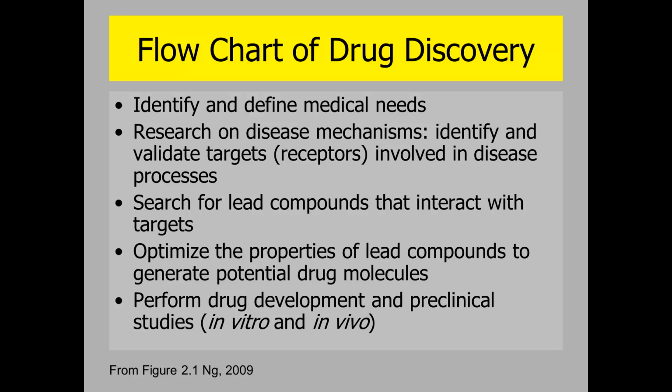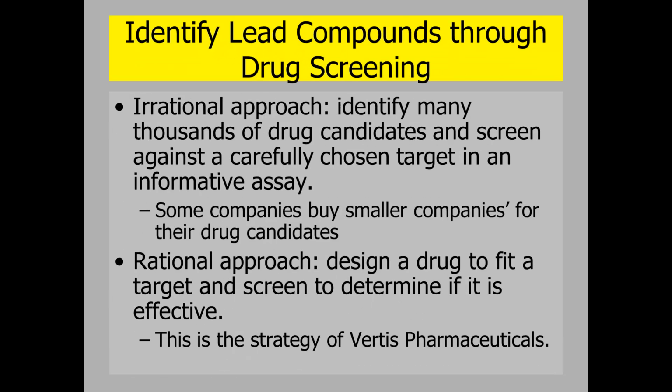The process is usually to start out with an in vitro assay, maybe working on cells in culture, and then move towards an in vivo assay using animal models and eventually human clinical testing. There's a couple of different ways that pharmaceutical companies identify the lead compound through a process called drug screening.